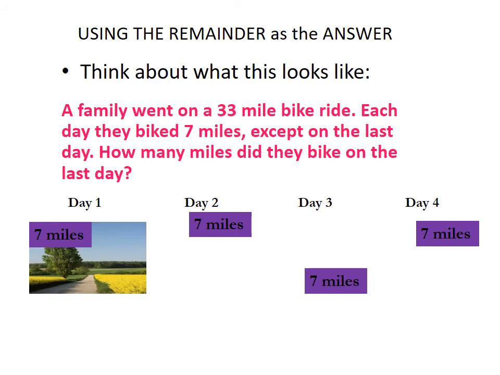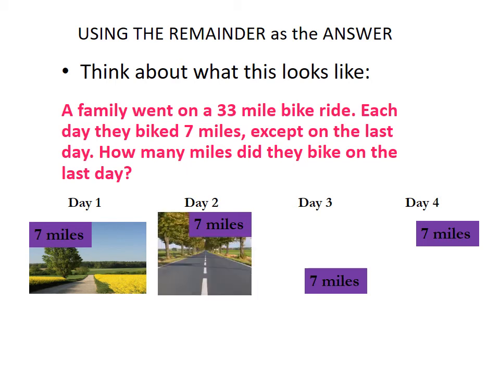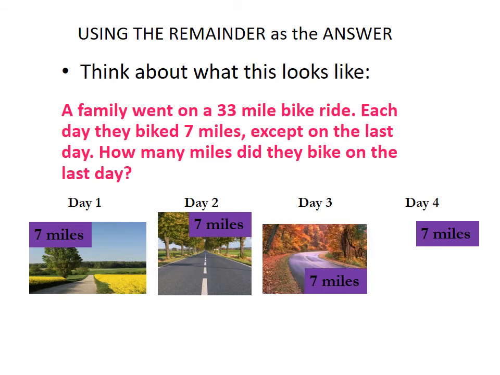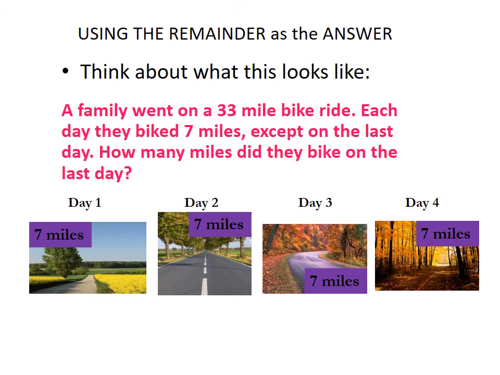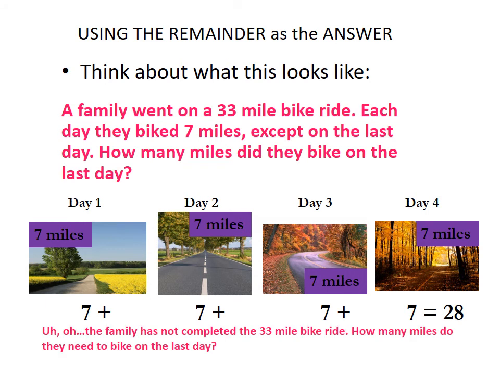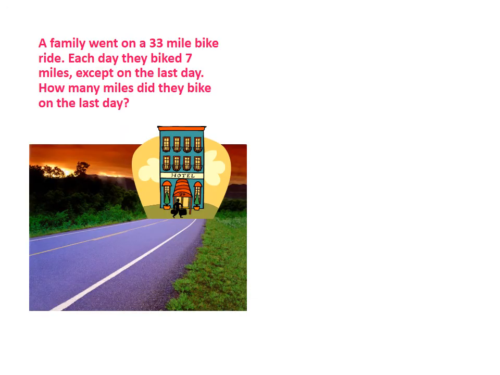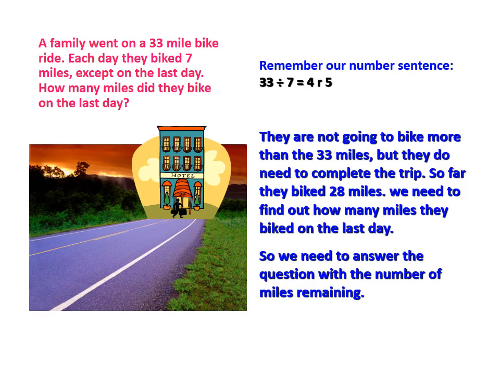All right, so day 1, 7 miles. Day 2, they did 7 miles. Day 3, they did 7 miles. And day 4, they did 7 miles. That gives us a total of 28 miles. But we know that they rode 33 miles. So it's our job to find out what they did on the last day. They're not going to bike more than 33 miles, but they do need to complete the trip.